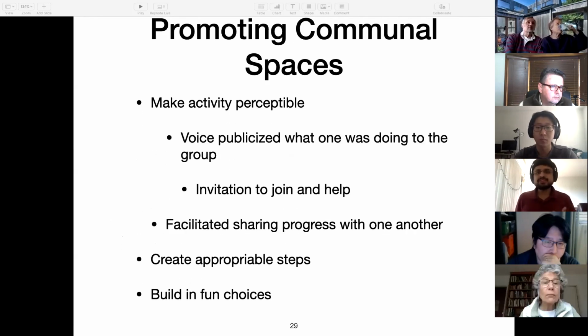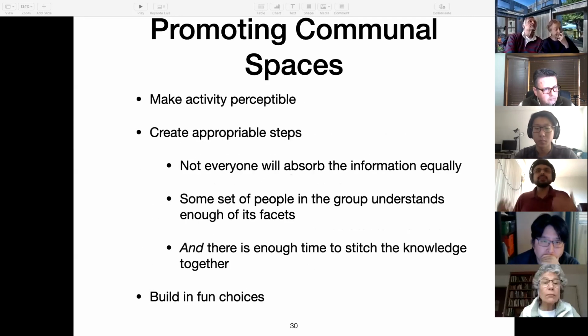First, the voice annotation publicized what one was doing to the group. This made the activity perceptible and worked as an invitation for others to join in and help. Furthermore, the sister survivors' pre-existing mutual bond was beneficial. That, coupled with the technological features, made the activity engaging and fun.